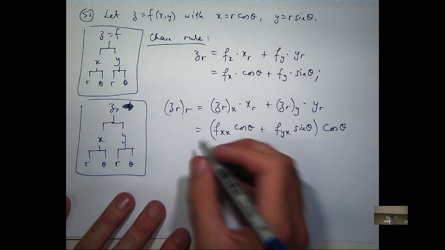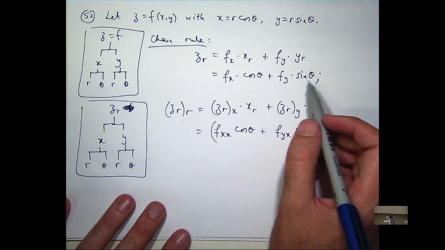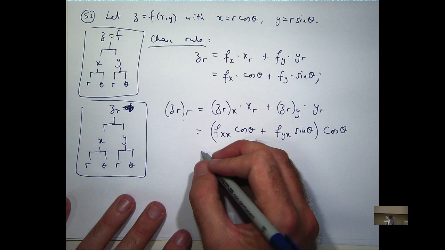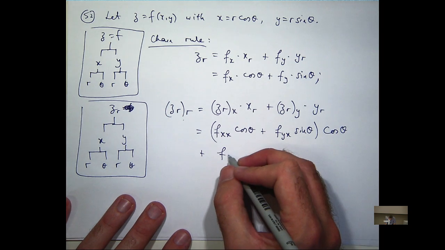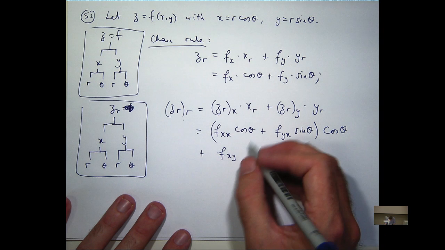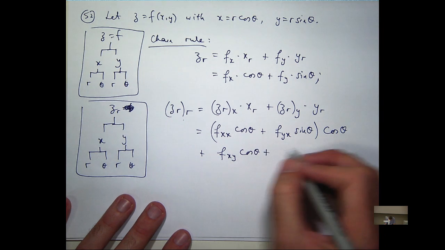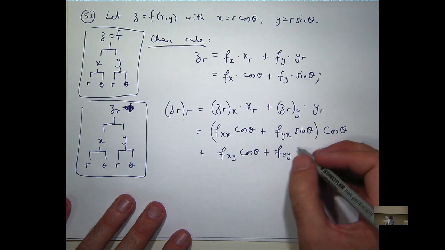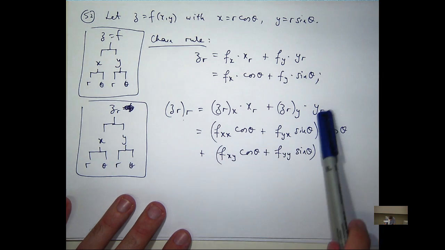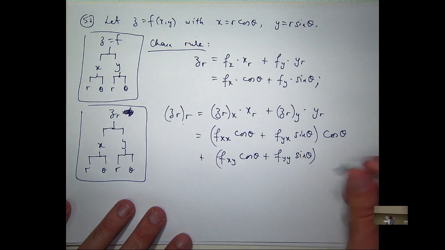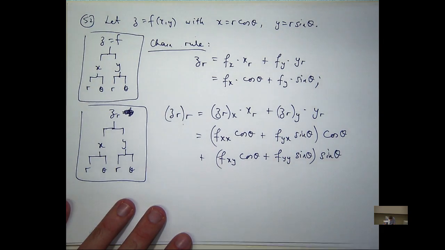So what about this second term? Just repeat the process, but differentiating with respect to y this time. So if I differentiate each of these terms with respect to y, I'll get this. And lastly, y sub r is going to just be sine theta.